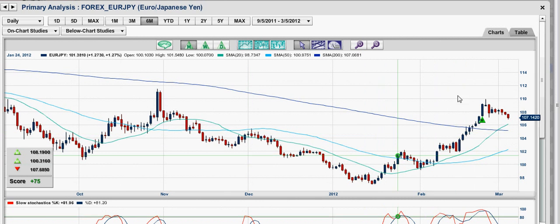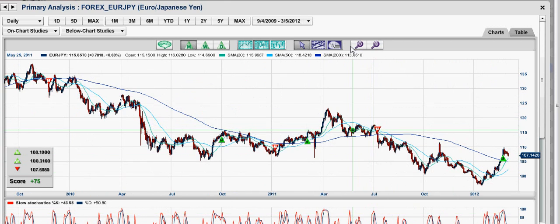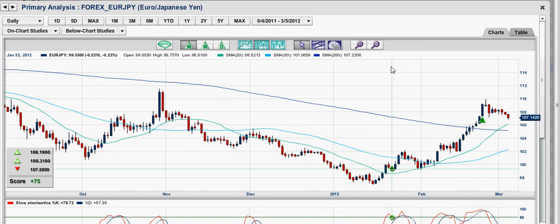That Euro US dollar pullback also translated into the Euro Japanese yen. And basically, I could see more downside to come at least over the next couple of weeks, if not months. Markets don't perpetually go higher. And we're not certain how the whole entire European Union will play out.